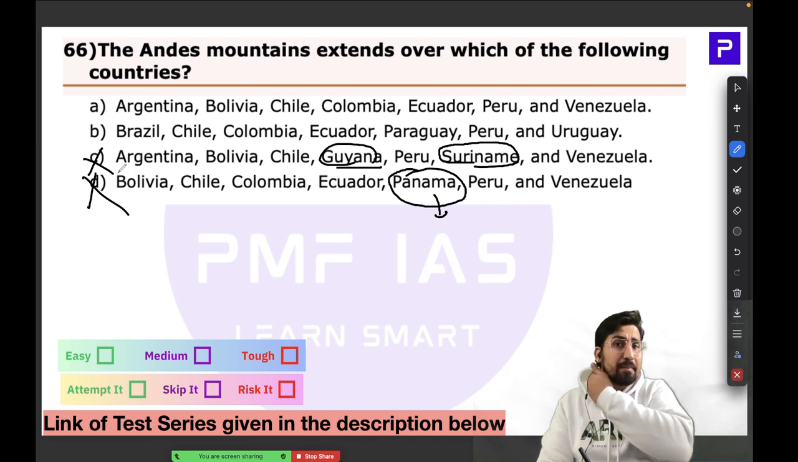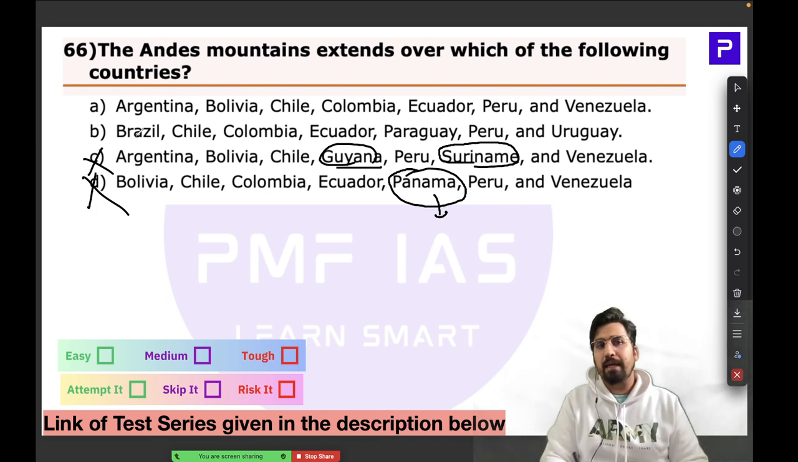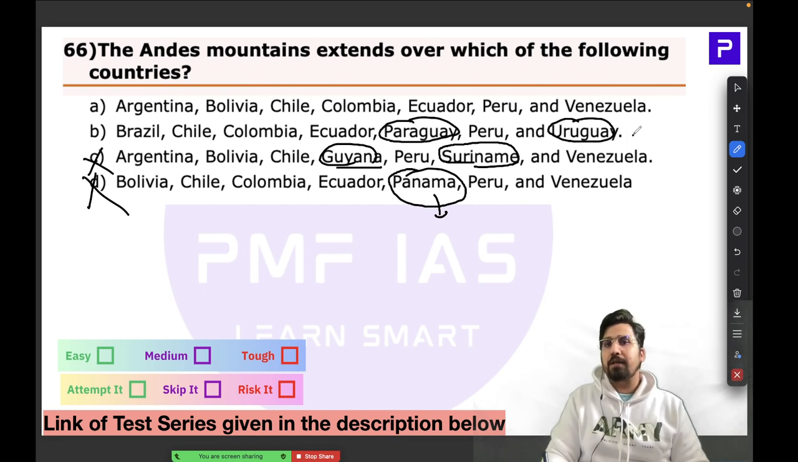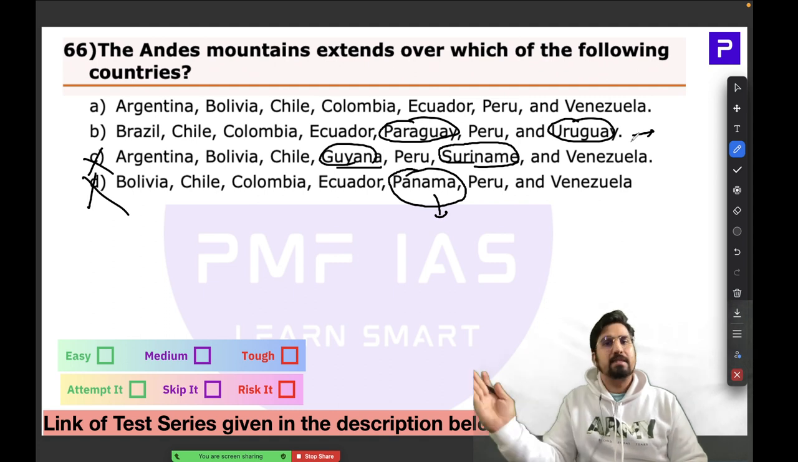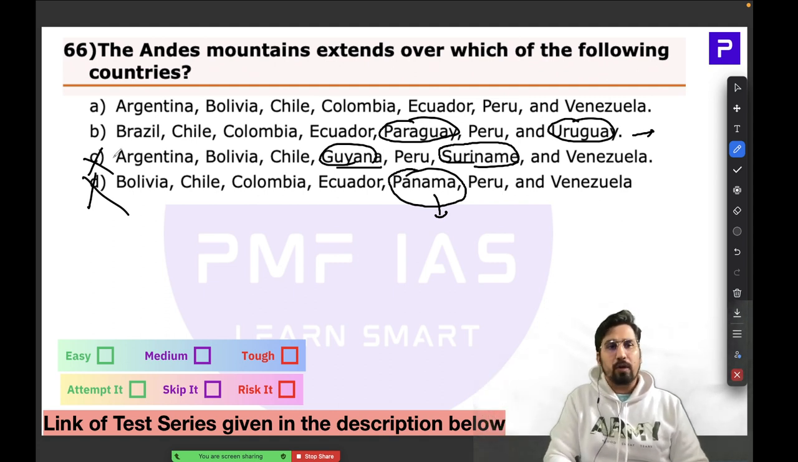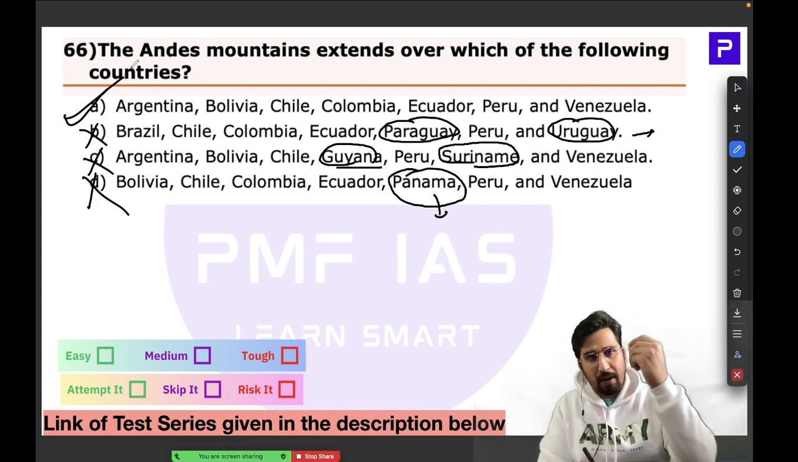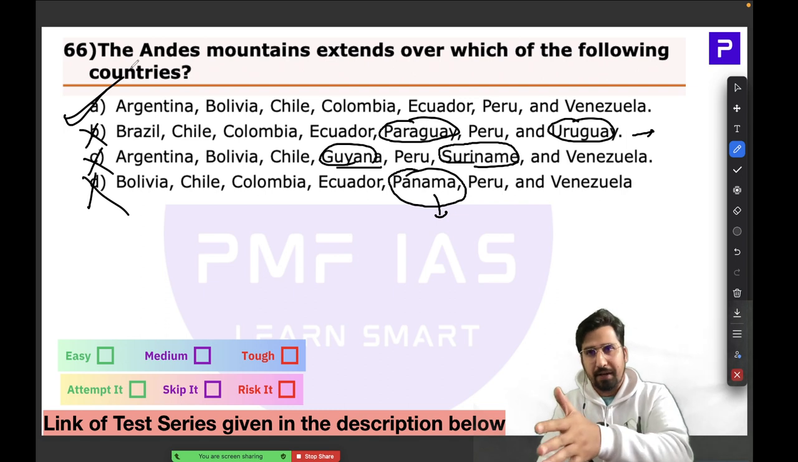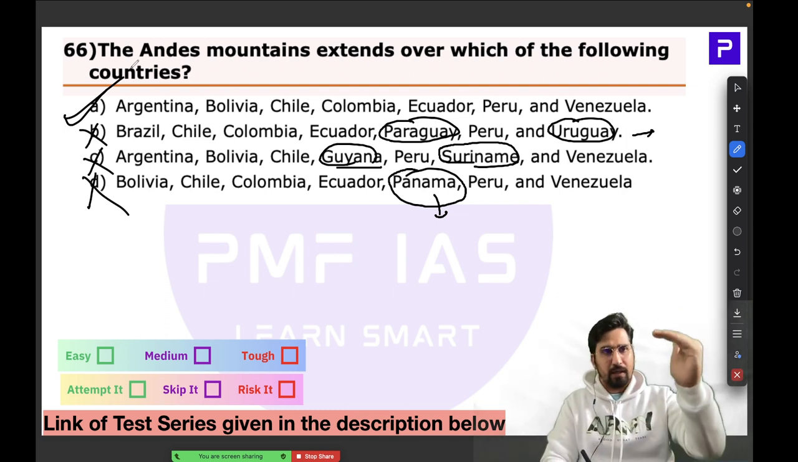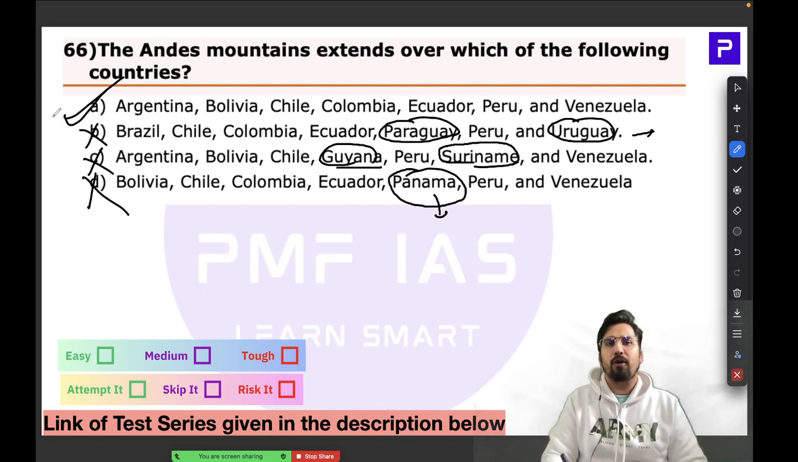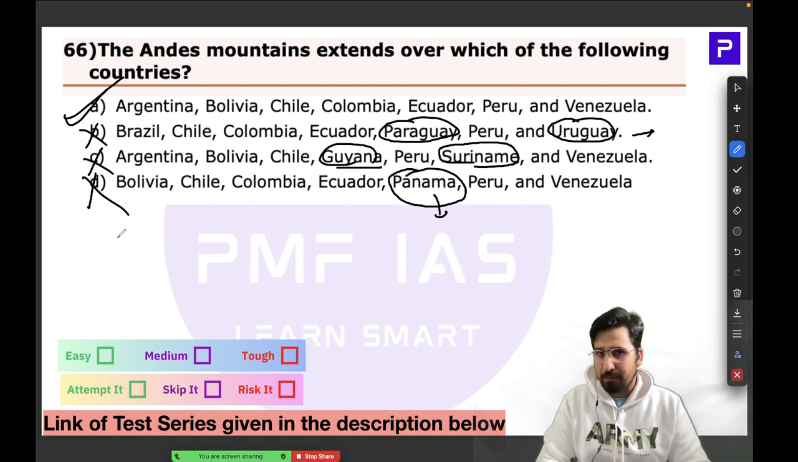And similarly, if you look at option B, now look at these countries, Paraguay and Uruguay. Both these countries are also lying on the eastern side of South America. So clearly I can eliminate it. Now, the only option I'm left with is the first one. I'm not sure if all these countries are there, but at least I know the other options are not correct. So by default, my answer has to be A in this particular case, right?